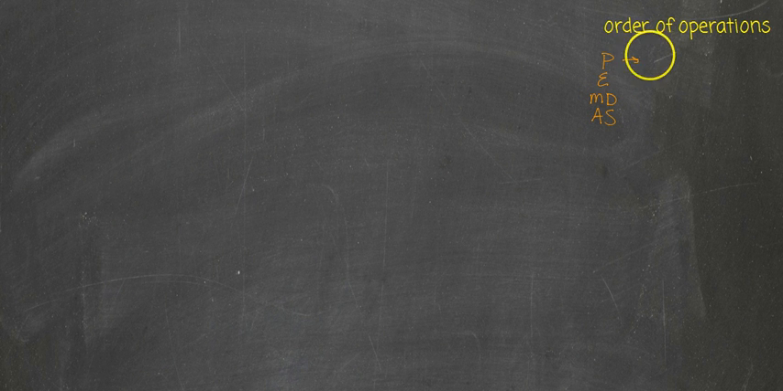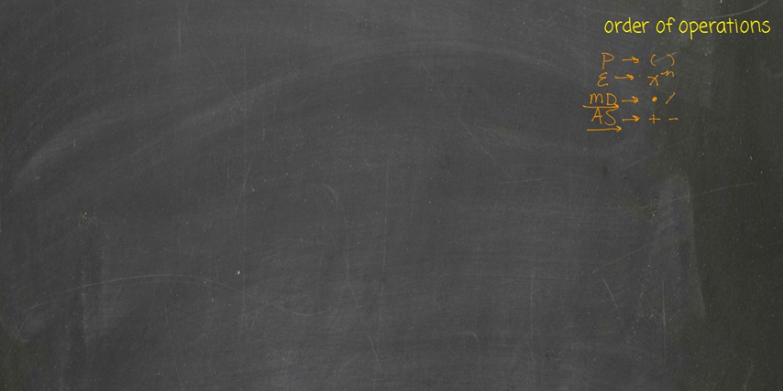where P stands for parentheses, E stands for exponents. I'll write it as an exponent. MD stands for multiplication and division, and AS stands for addition and subtraction. Multiplication and division are done from left to right, and addition and subtraction are also done from left to right.